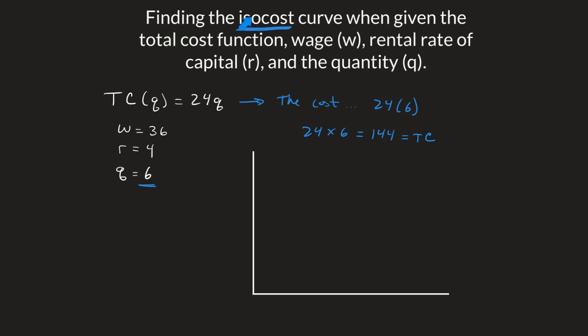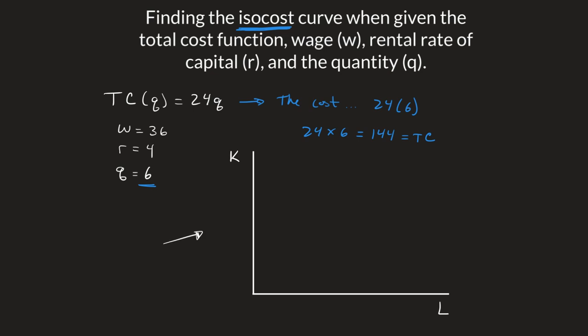So let's go ahead and get our isocost curve down here, knowing our total cost is 144. Again, we need to know our total cost is 144. So let's put L down here on the x-axis and K up here on the y-axis. Now the isocost curve, we're just looking to see all the different combinations of capital and labor that are going to cost the same amount. And in this case, will cost 144. I always like to start at the endpoints.